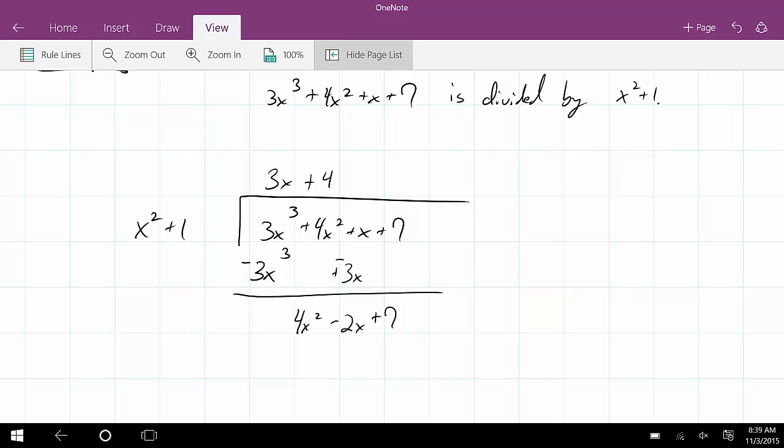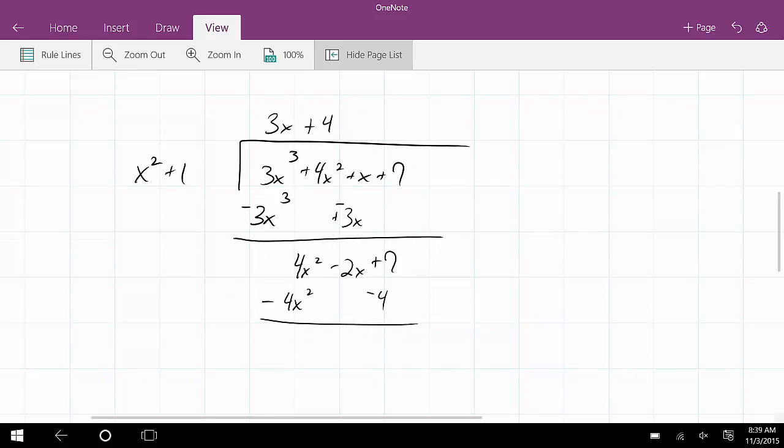So now 4 times x squared is going to be 4x squared. 4 times 1 will be 4. And now we need to subtract again, so I would change all your signs. We have 4x squared minus 4x squared is 0x squared. We have negative 2x minus 0x, so we have minus 2x. And then we have 7 minus 4, that's going to be plus 3.